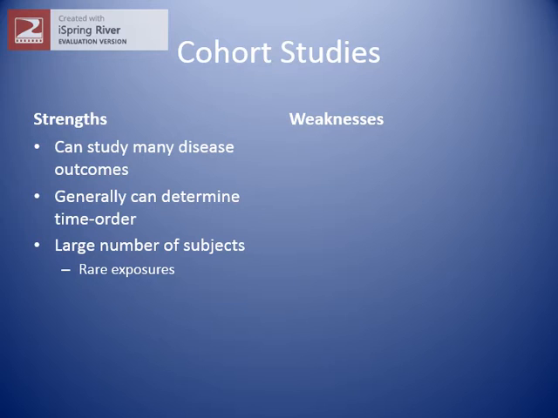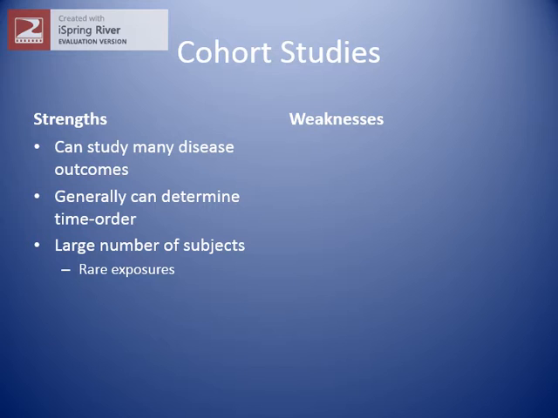You can typically determine what we call time order. Did some exposure actually come before the outcome, the disease? We're going to talk more about this next week, but there are some types of study designs where you can't tell, did one thing really happen before the other? And if it didn't, if asbestos exposure didn't happen before cancer, then you can't say that asbestos exposure caused cancer. Cohort studies, you can typically tell which one came first.